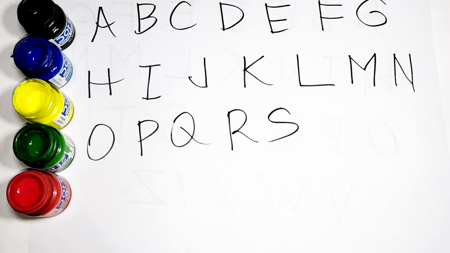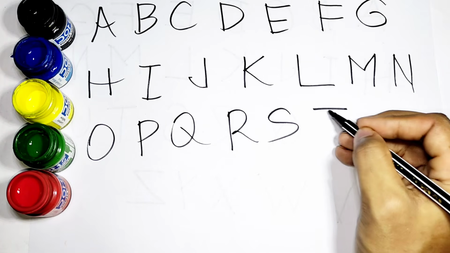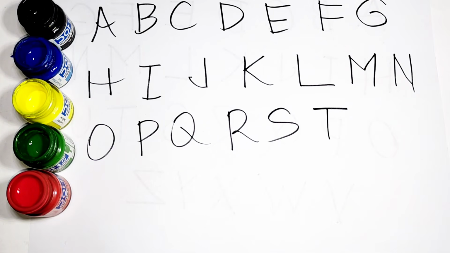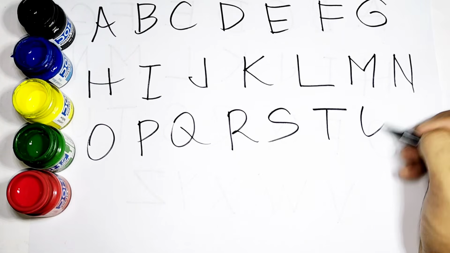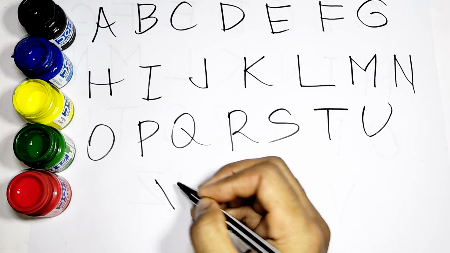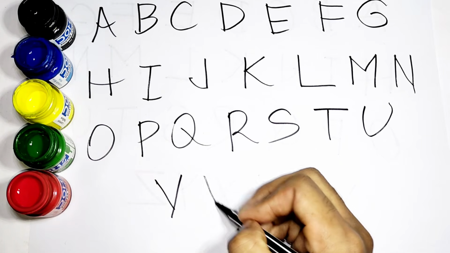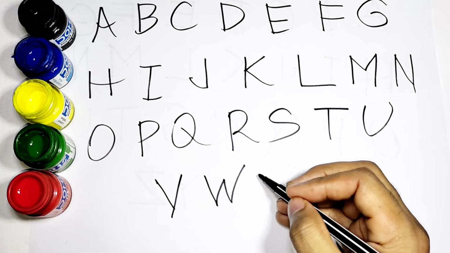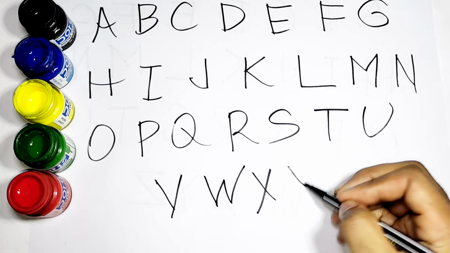Now we draw S. S for snake. Kids, the next one is T. T for teacher. And the next one is U. U for umbrella. Now we draw the alphabet of V. And the next one is W. Now we draw X. The next one is Y.